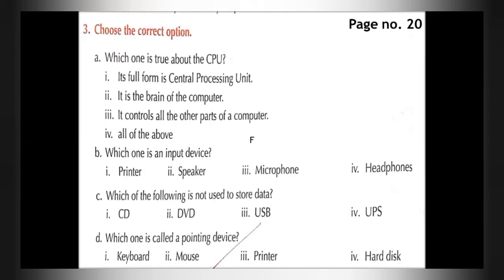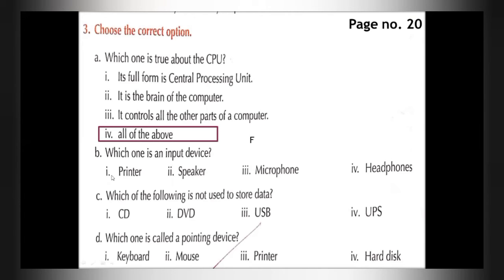So which one is true about the CPU? All of the above is true about the CPU because CPU stands for Central Processing Unit. It is also the brain of the computer, and it also controls all other parts of a computer. So number 4 is the correct answer.